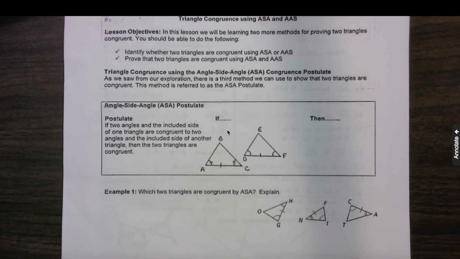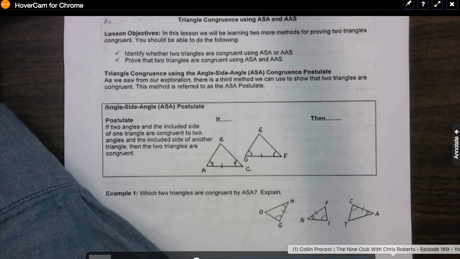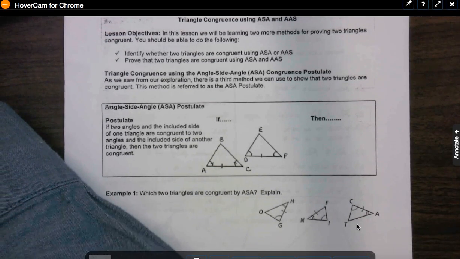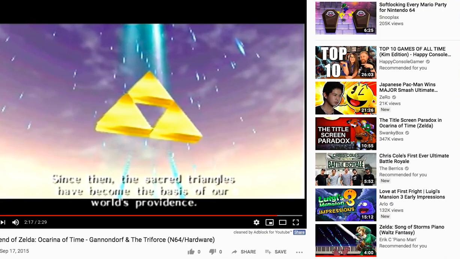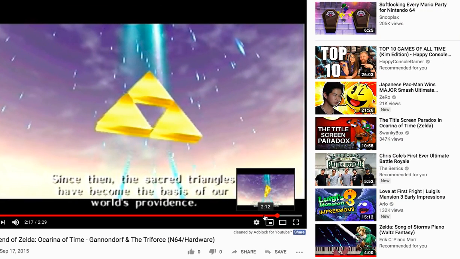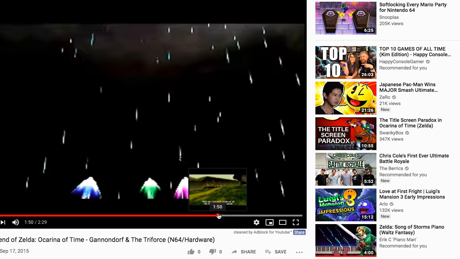We're going to take a quick little intermission to watch a bit about video games. One game in particular, The Legend of Zelda. And this will eventually tie into dealing with triangle congruence, and you'll soon see maybe how this came to be.